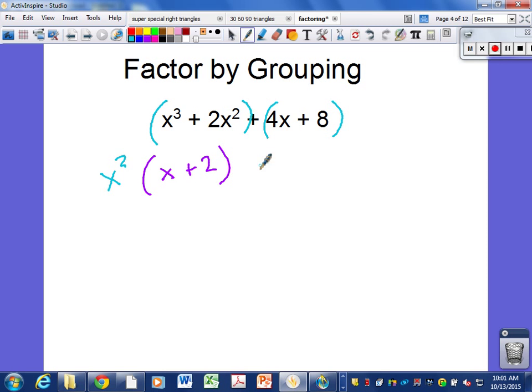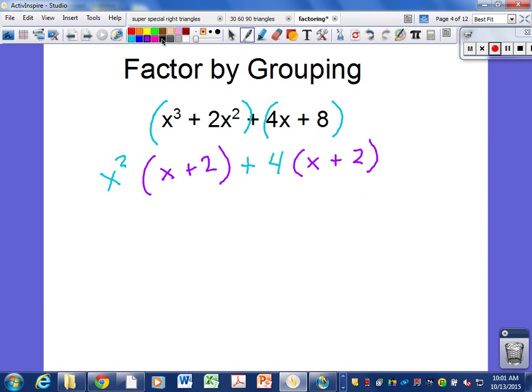What do 4x and 8 have in common? They both have a 4 in common. So what is left over? X plus 2. And x plus 2.